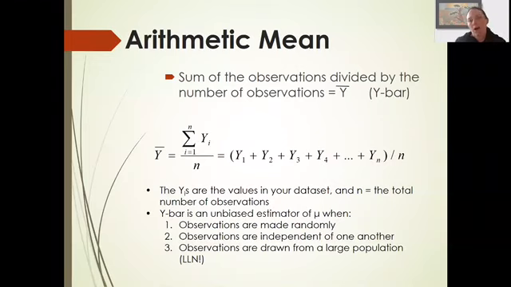So y bar is an unbiased estimator of mu, the population mean, when 1, observations are made randomly, 2, observations are independent of one another, and 3, the observations are drawn from a large population. That's that law of large numbers.